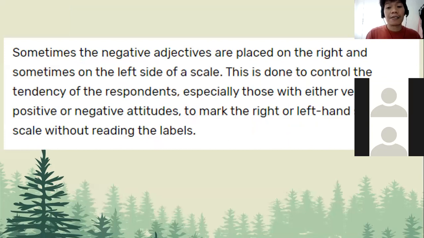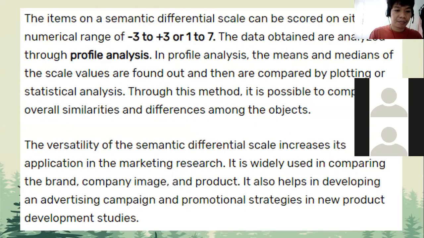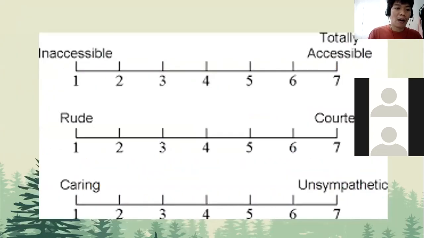Sometimes the negative adjectives are placed on the right and sometimes on the left side of a scale. This is done to control the tendency of the respondents, especially those with either very positive or negative attitudes, to mark the right or left-hand sides of a scale without reading the label. So meron ding psychology behind the arrangement of the words. Paano sila i-place doon sa questionnaire? Halimbawa, inaccessible or totally accessible, rude or courteous, caring or unsympathetic. So, i-rate.